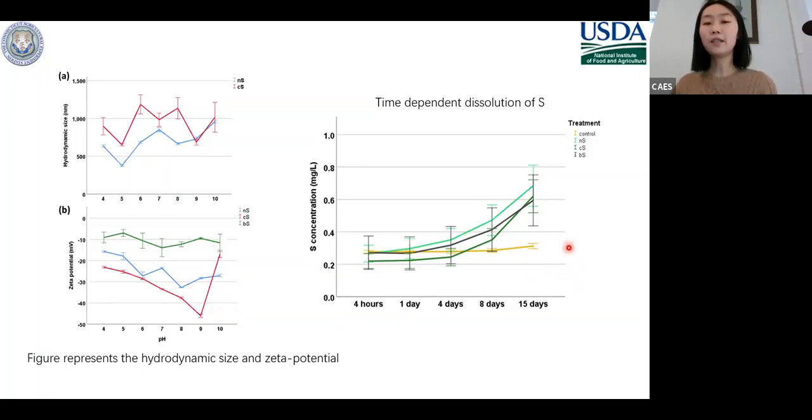Here is another group. The graph on the right side shows the time-dependent dissolution of sulfur. Although we could see some increase of the sulfur concentration, the concentration is very low. This is the sulfur dissolution from a 200 ppm suspension. So I would say there's almost no dissolution of sulfur from all the sulfur materials, which is, I think, very reasonable.